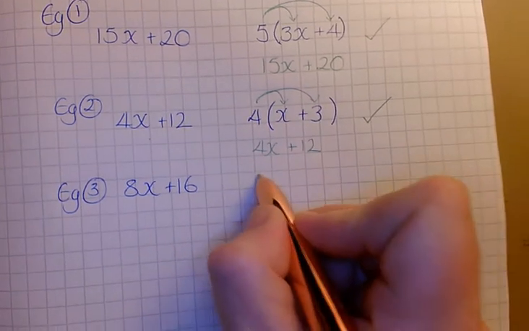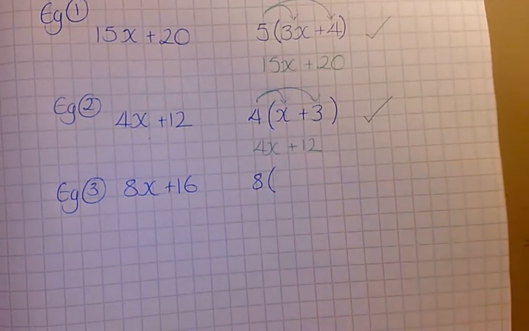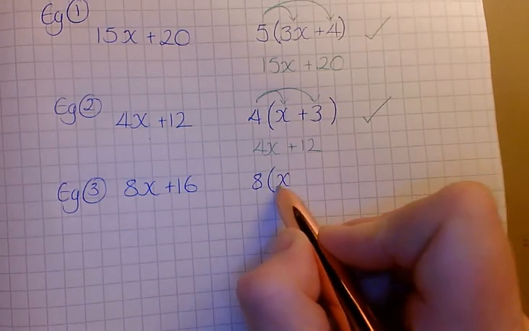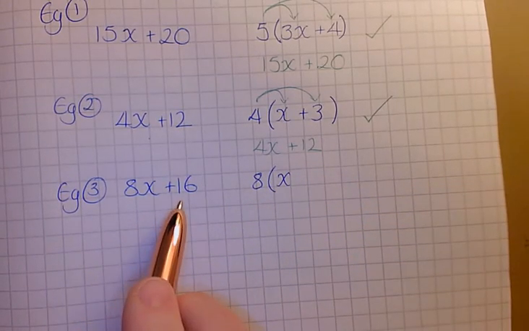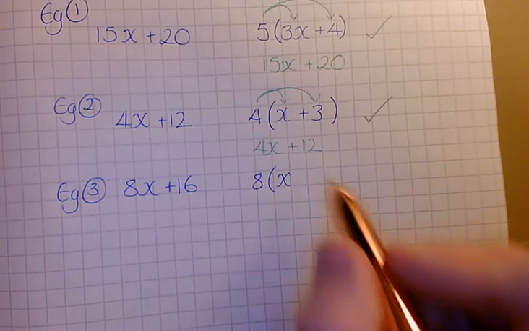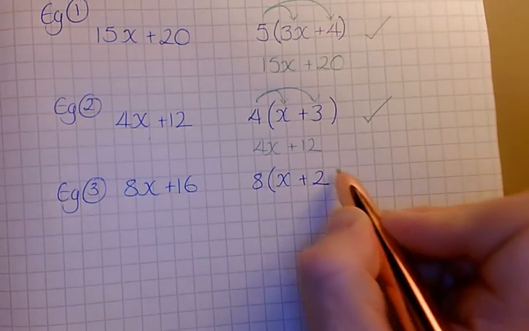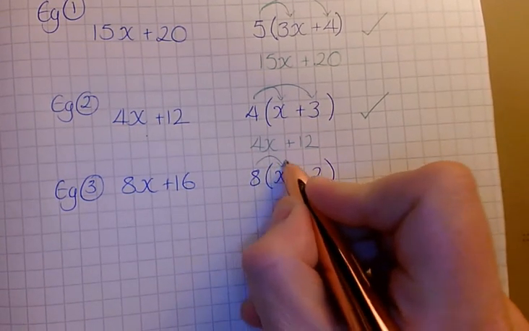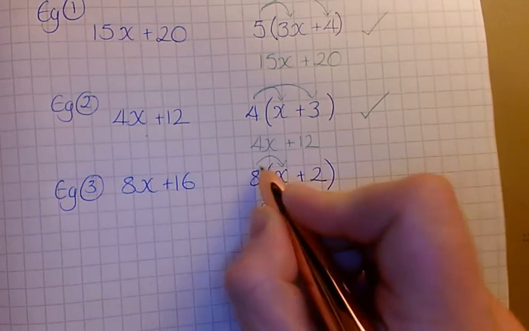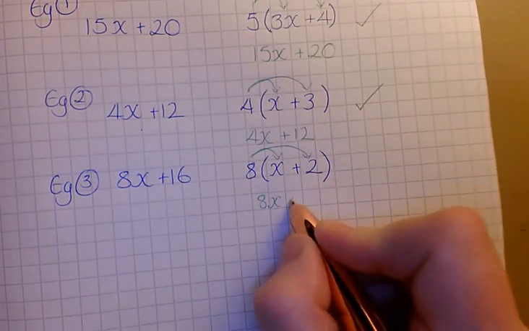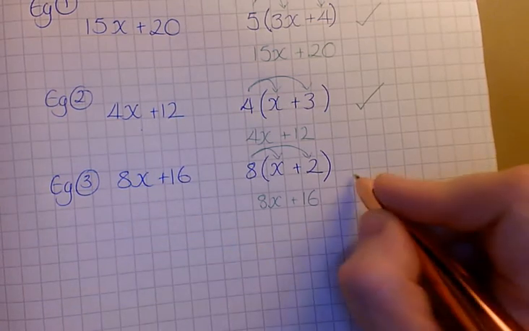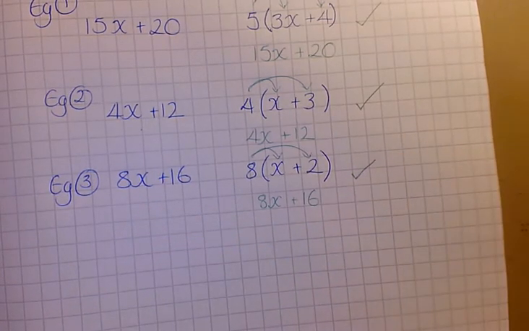Okay, so I'm going to take 8 out of the bracket. 8x divided by 8 just leaves me with x, and 16 divided by 8 leaves me with 2. And close my bracket. Again, I'll just do that double check to make sure. 8 times x gives me 8x, 8 times 2 gives me 16. This matches what I started with, so I know I'm correct.